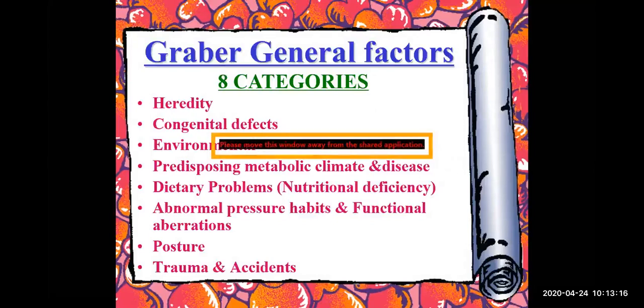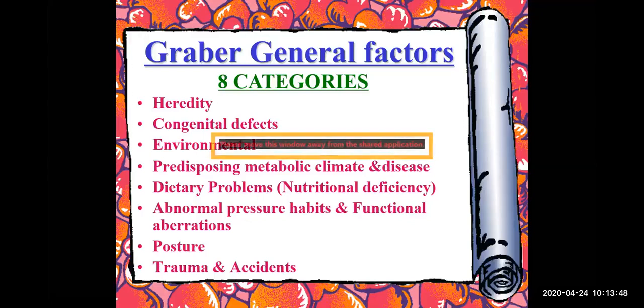If you just go through your 3rd year textbook, I made you write this. If you find the 3rd year book, just refresh it, then you can add to it. If some of you have missed that class, you can take it from your friends. So the Graber's general factors, we have 8 categories. These are the 8 categories which I'll discuss now for you. So the hereditary, the first one.